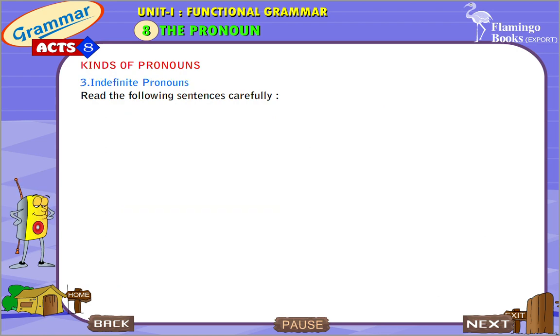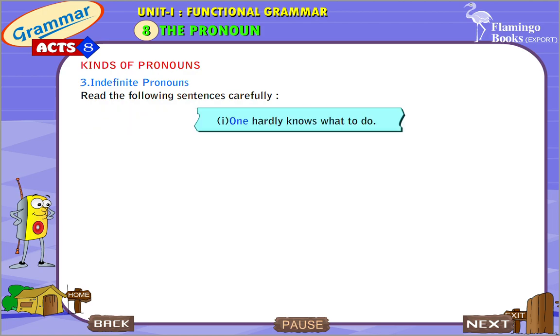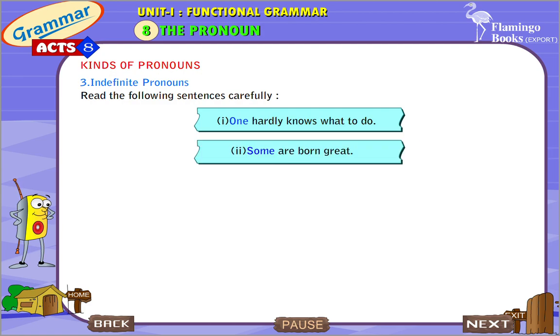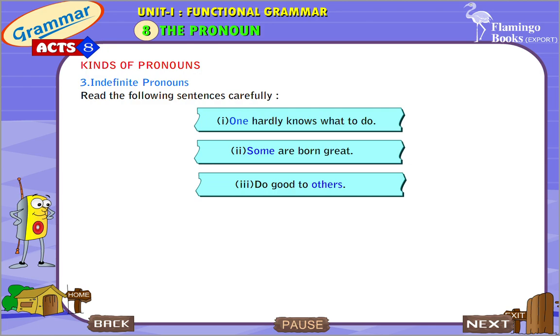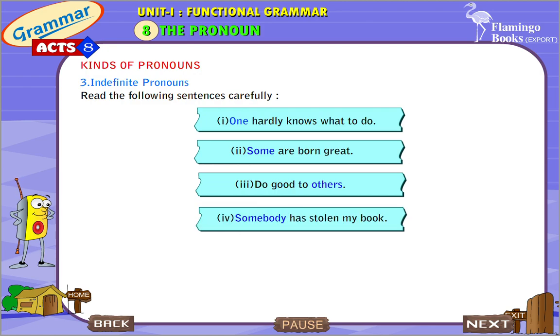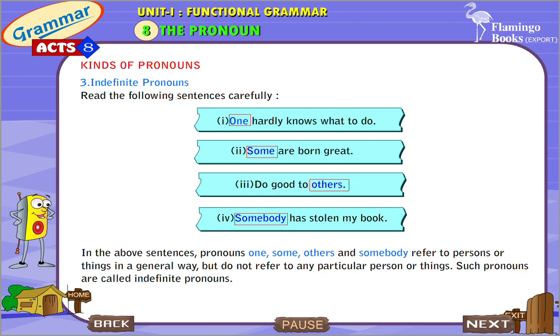Indefinite pronouns. Read the following sentences carefully. One hardly knows what to do. Some are born great. Do good to others. Somebody has stolen my book. In the above sentences, pronouns one, some, others, and somebody refer to persons or things in a general way but do not refer to any particular person or things. Such pronouns are called indefinite pronouns.